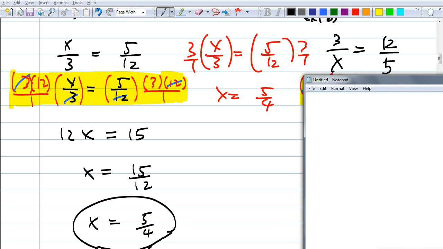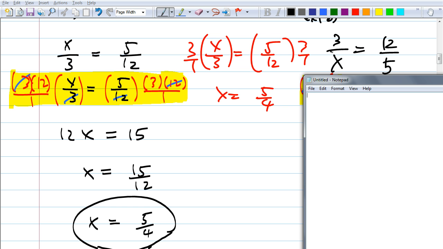I have 3 over x equals 12 over 5. In this case, could we get x by itself right away with just one step as before? Why not? Can we just divide both sides by 3? Because it's 3 over x. So why not divide both sides by 3 and get x on the left side? Anais, do we get x? What do we get if you just divide both sides by 3?